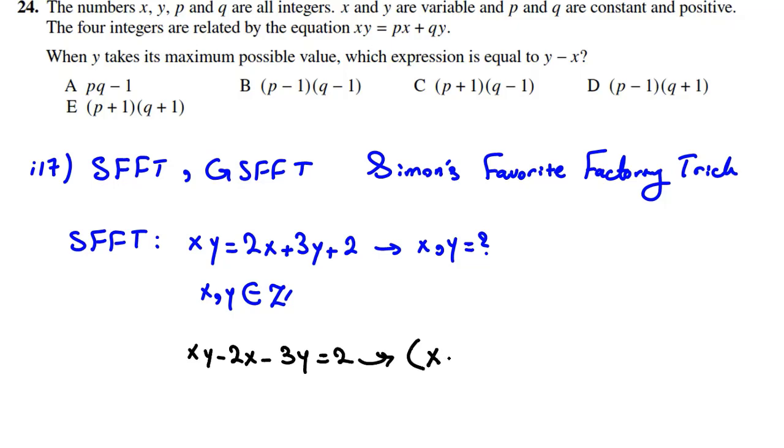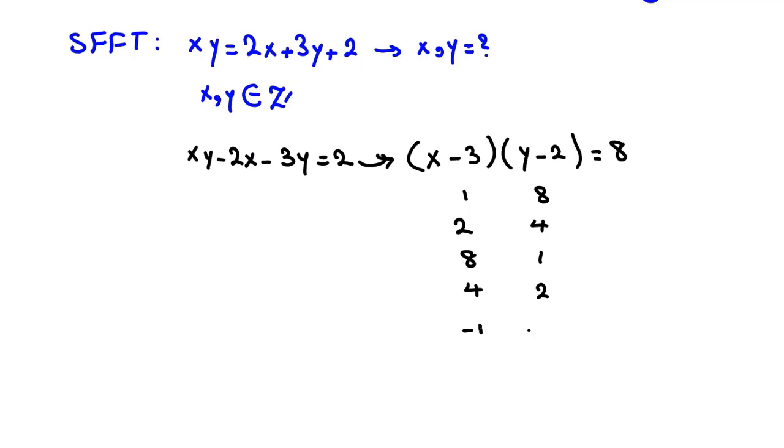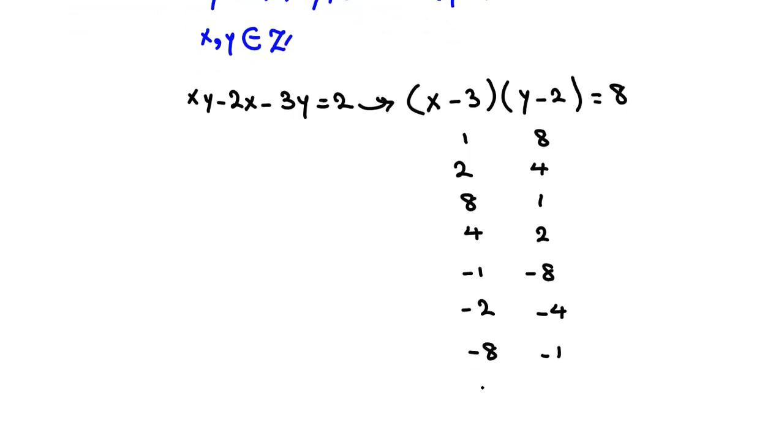Then we factorize. It will be x minus 3 times y minus 2, because negative 3 times negative 2 is 6, so we add 6 and get 8. Then we can write all cases: 1 and 8, 2 and 4, 8 and 1, 4 and 2, and negative 1 and negative 8, because they are integers. We should write all cases: negative 2 and negative 4, negative 8 and negative 1, negative 4 and negative 2.